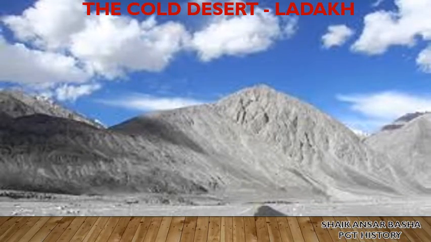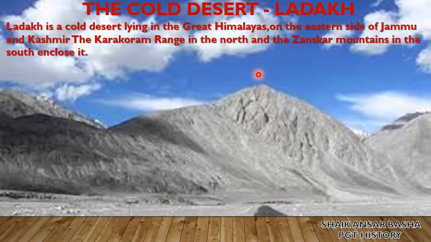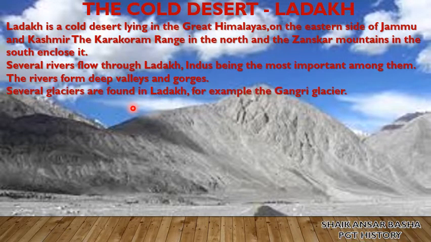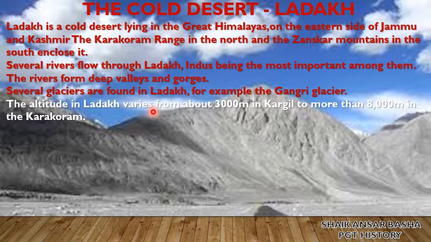Now we shall discuss the next important desert, the cold desert, Ladakh. Ladakh is a cold desert lying in the Great Himalayas on the eastern side of Jammu and Kashmir. The Karakoram Range in the north and the Zanskar Mountains in the south enclose the Ladakh Desert. Several rivers flow through Ladakh, the Indus being the most important among them. The rivers form deep valleys and gorges. Several glaciers are found in Ladakh, for example, the Gangri Glacier. A glacier is nothing but a slow-moving river of ice mass.